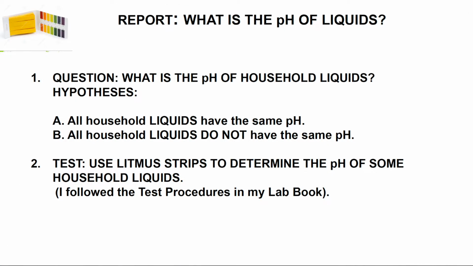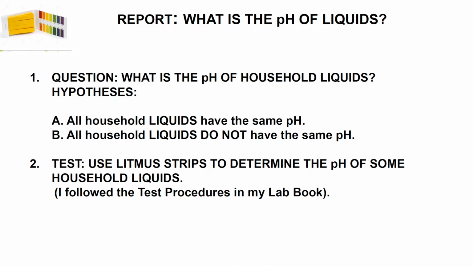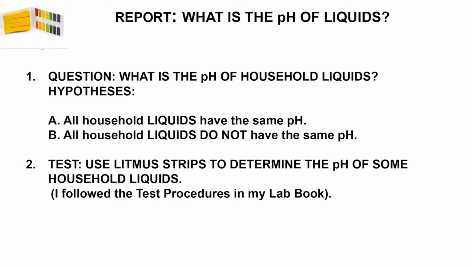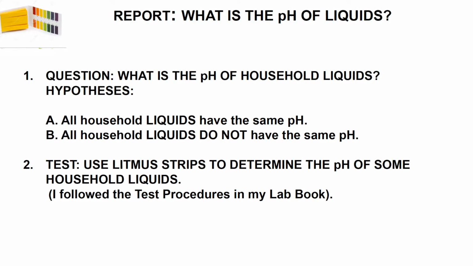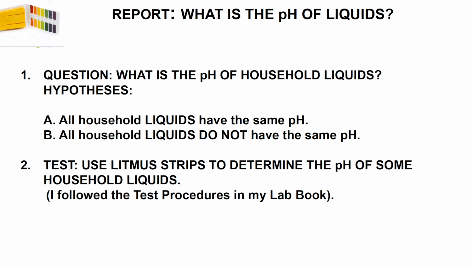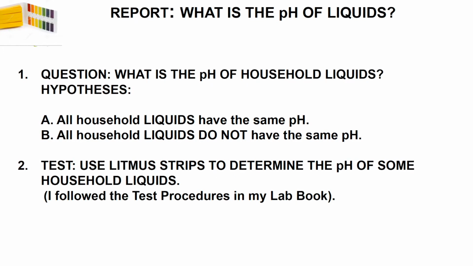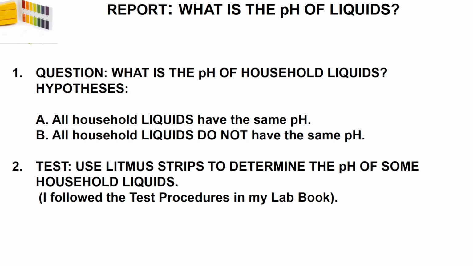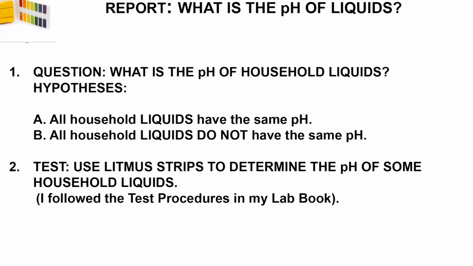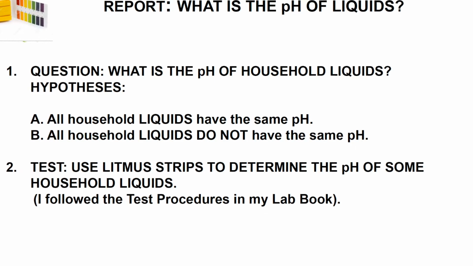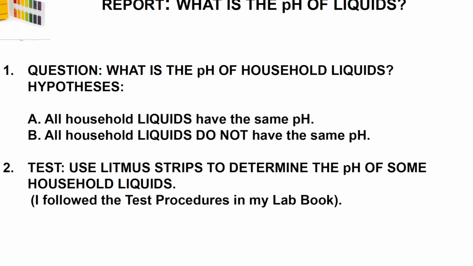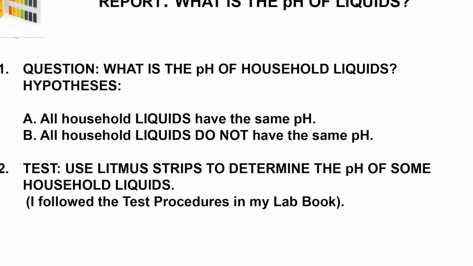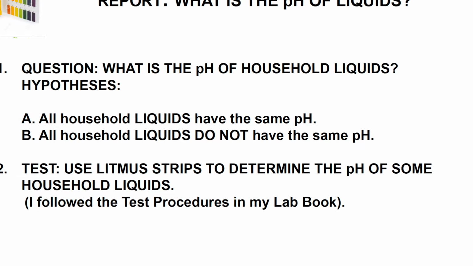The 3 steps in science are question, test, report. For our question, we need to state our hypotheses. There are 2 hypotheses we can use for this experiment. The first one, A, all household liquids have the same pH. The second, B, all household liquids do not have the same pH. Think about it and choose your hypothesis. We're going to use litmus strips to determine the pH of the liquids you're going to test. We're going to talk about the test procedures in a moment.